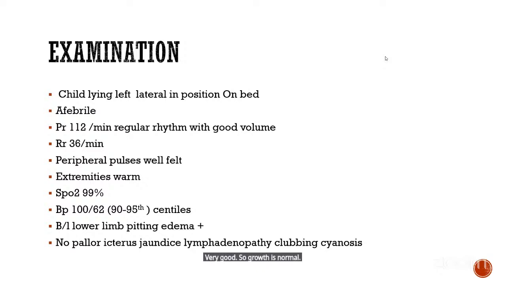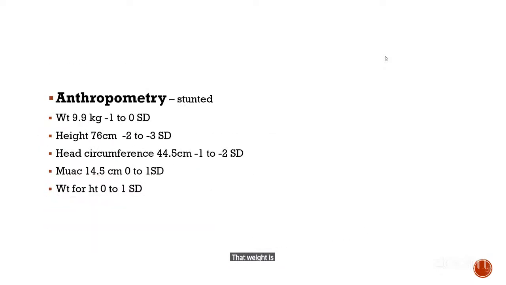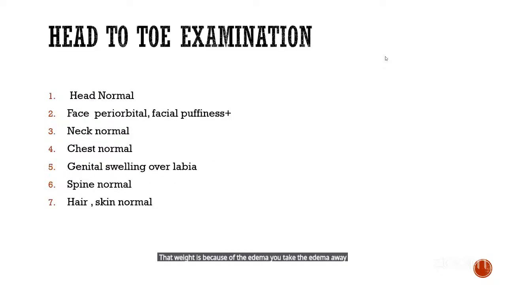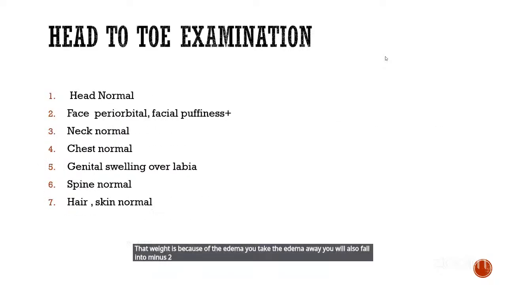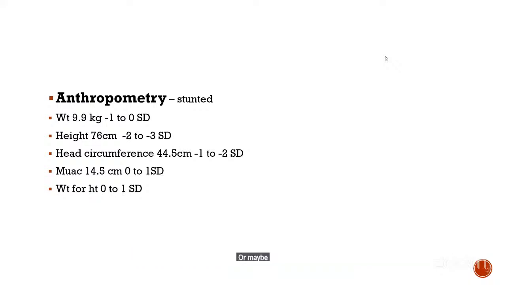So a chronic liver disease which manifests with hypoproteinemia must have a suffering of growth in the last few months, years. So that's why no chronic liver. But the height is -2 to -3 SD and weight is 0 to -1. That weight is because of the edema. You take the edema away, he will also fall into -2 to -3 or maybe even lower. Right? This 9.9 is with edema, isn't it?